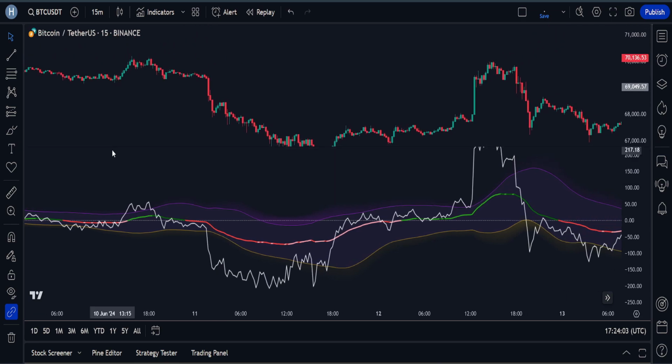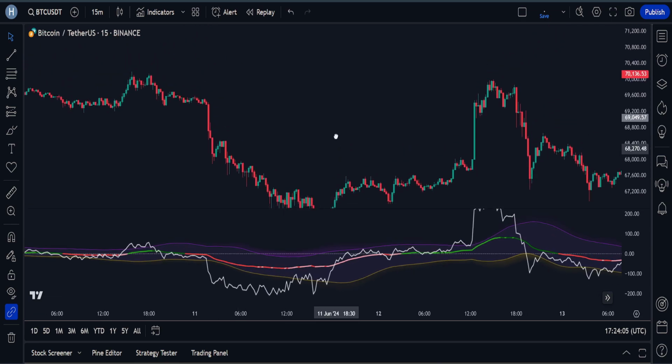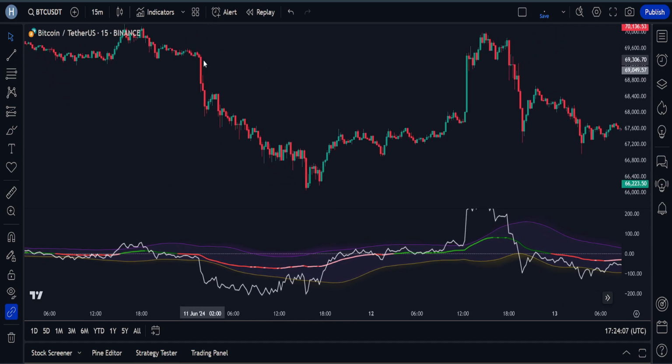And I'm going to explain this indicator in detail, and then later in the video, we will also go through a trading strategy that uses this RSI and a new unique indicator. So without wasting any time, let's open our TradingView chart.